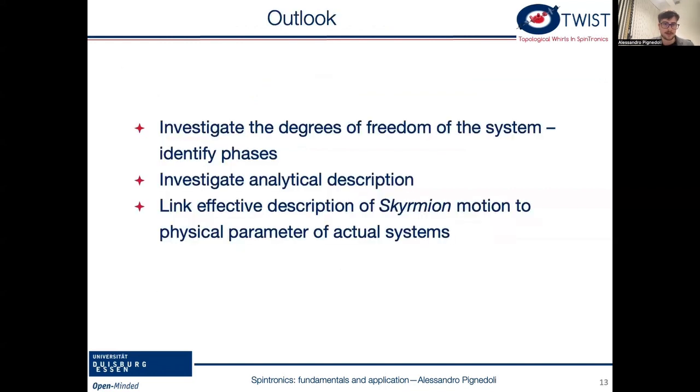This project is still ongoing, and the main outlook is to investigate the degrees of freedom of this kind of system, probably identifying phases, and also adding some analytical description of the time evolution of the density of particles. At the end, we would also like to link the system of stochastic differential equations that I presented to the actual skyrmion motion. In this way, we have a mapping from the toy model to the actual physical parameters in a magnetic system.